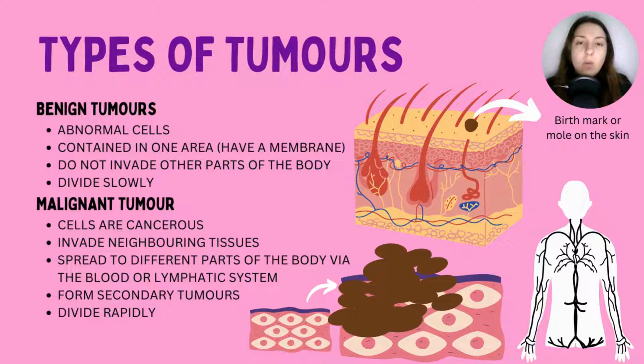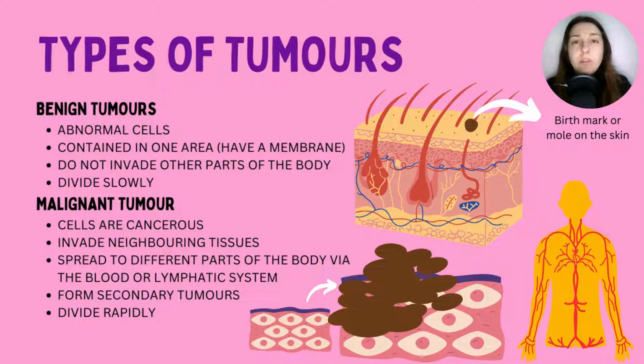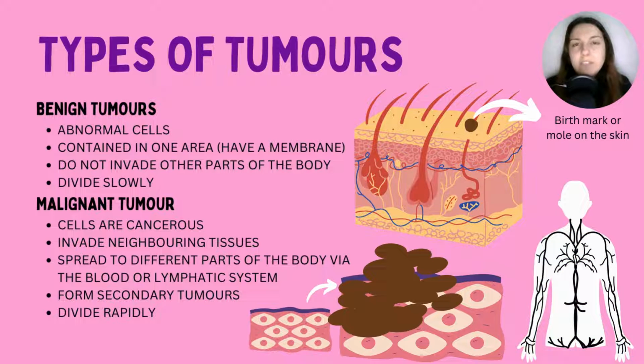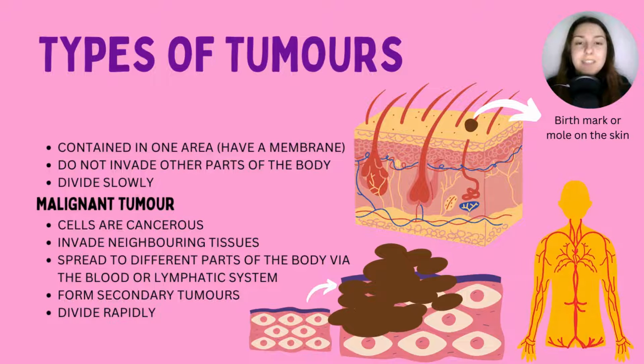And this often is why people who suspect they have a cancer can often feel like a growth. They may have a lump that comes up, and they often can identify that there may be a problem there. So that's the difference that you need to be aware of for GCSE.